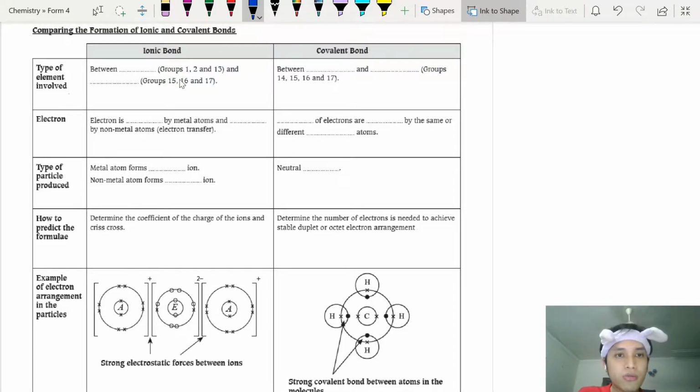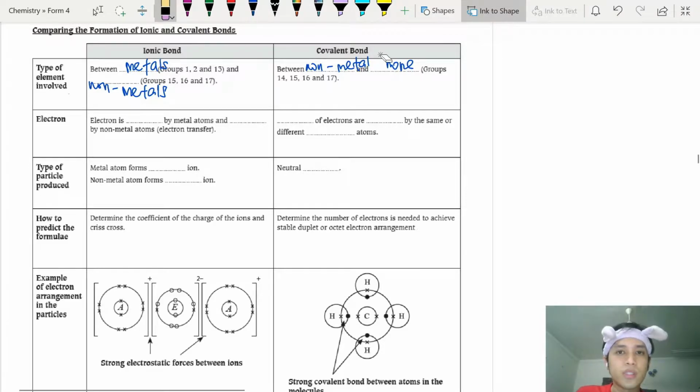Remember, ionic bond is a bond formed between metals and non-metals. This is the most basic one that you need to remember. Whereas for covalent bond, it is always between non-metals. So this is the first difference between the two types of bonds.